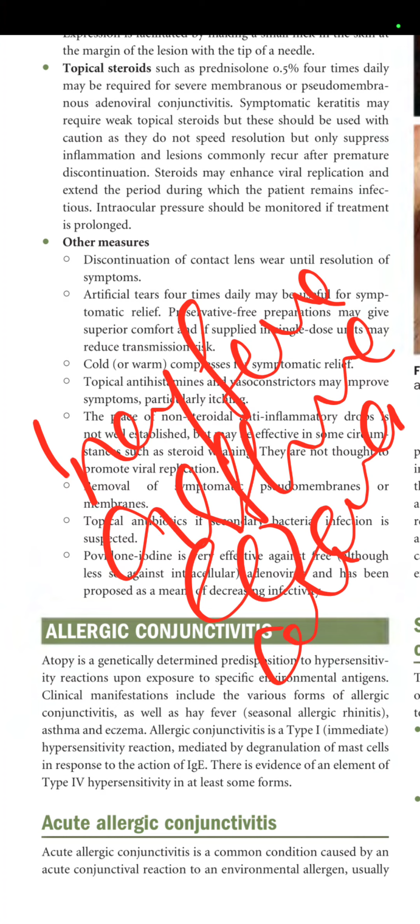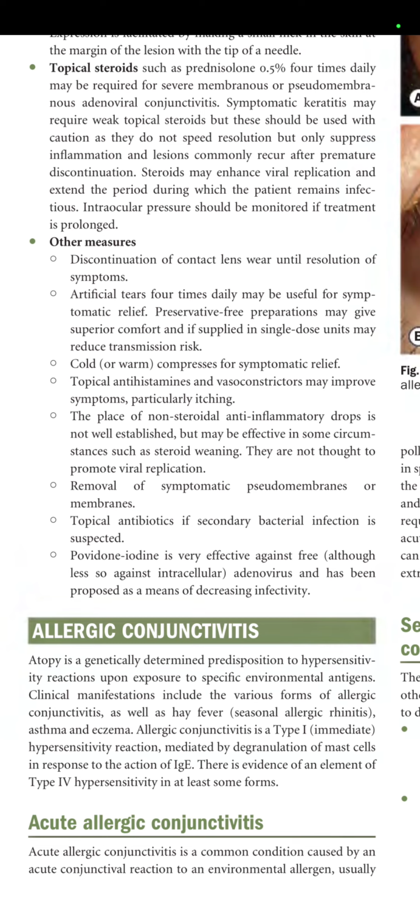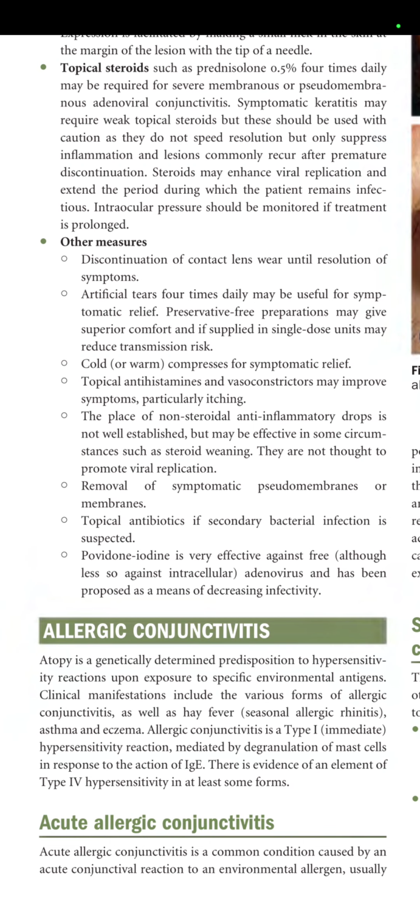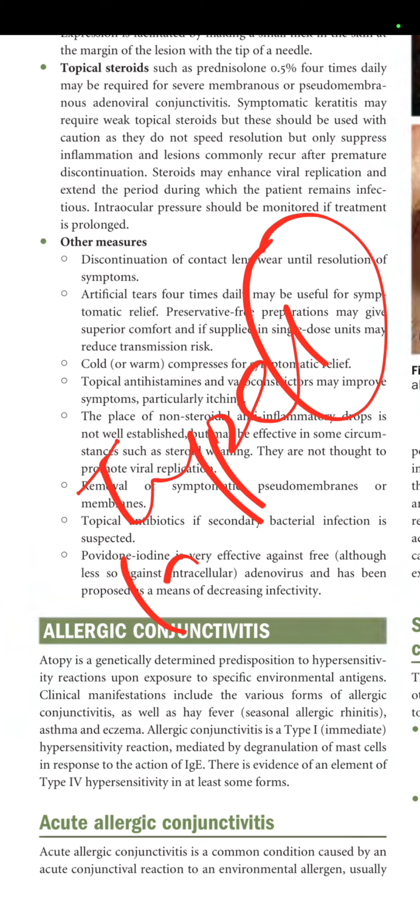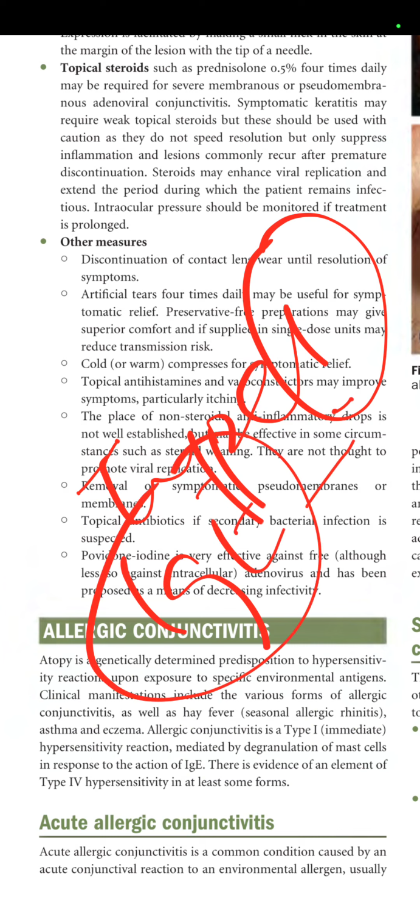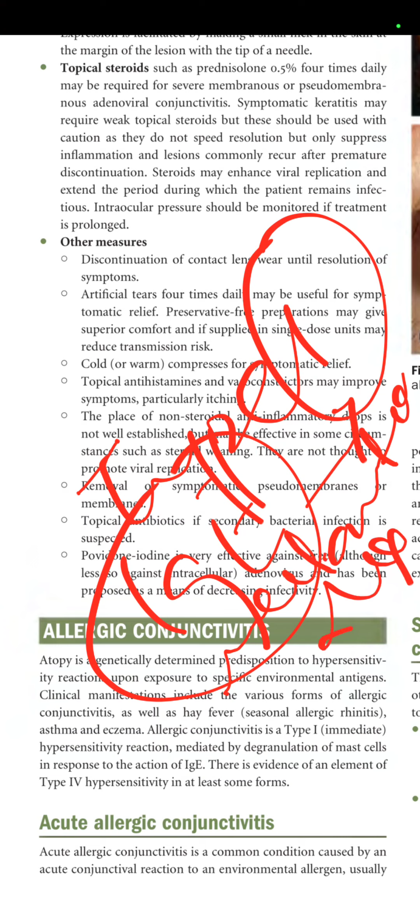Allergic conjunctivitis is a type 1 immediate hypersensitivity reaction mediated by the degranulation of the mast cell in response to the action of the IgE. There is evidence of an element of type 4 hypersensitivity in at least some forms. So most of the time it is a type 1 hypersensitivity reaction in which the IgE antibodies are formed against some antigen, and the mast cells degranulate, and when they degranulate it causes a hypersensitivity reaction.